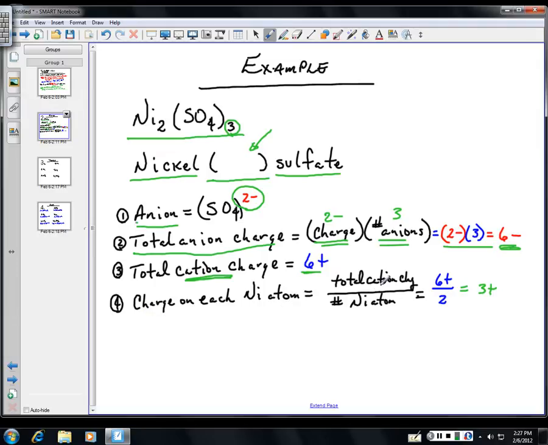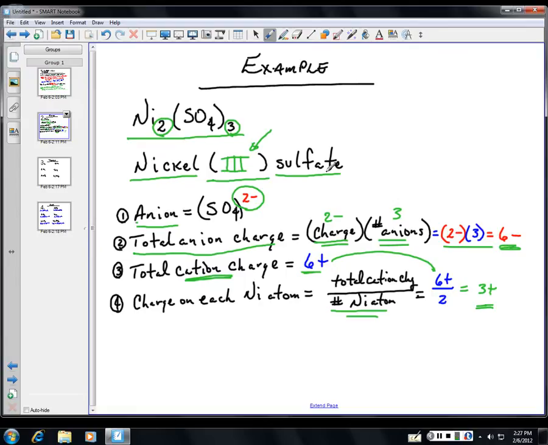We've got to take the total cation charge, plus 6. I've got to divide by the number of nickel atoms in there. There are 2 nickel atoms. 6 divided by 2 is a 3+. So I'm going to come up and put a Roman numeral 3 in those parentheses and correctly name my compound. Nickel(III) sulfate. All right, so let's walk through those steps again.